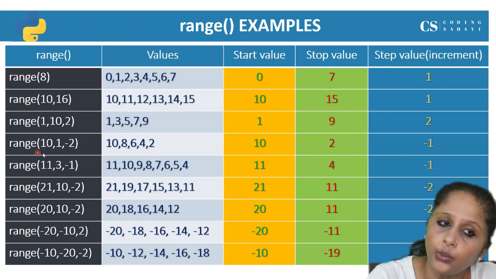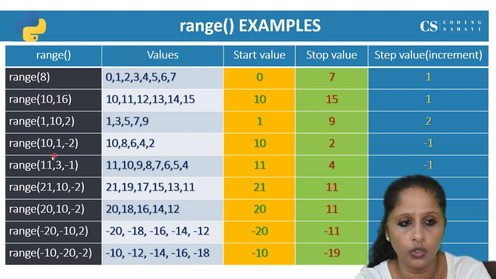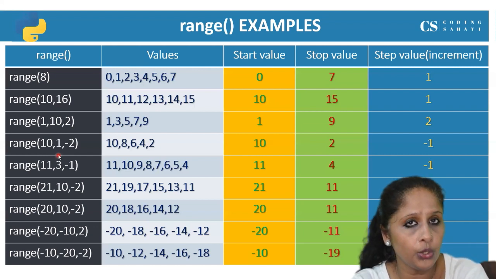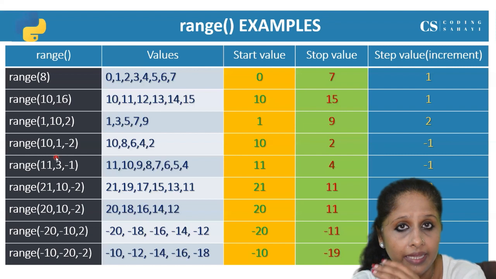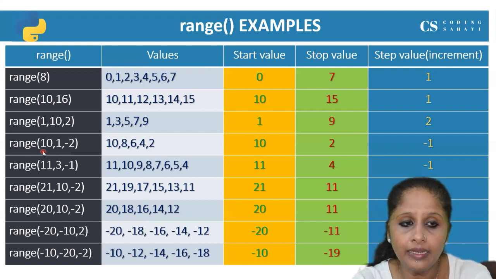So here we have the next example, range 10, 1, minus 2. See friend, this one you can understand that it is in reverse order. See, 10 to 1 it is working. So here start value is 10 and the end value is 1. So end value means it is not going to execute till 1. I mean that 1 will not be executed. The number before that, that is in 10 to 1.